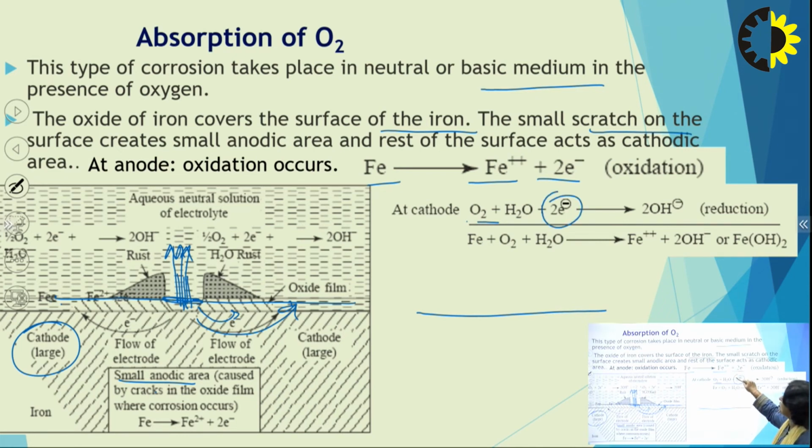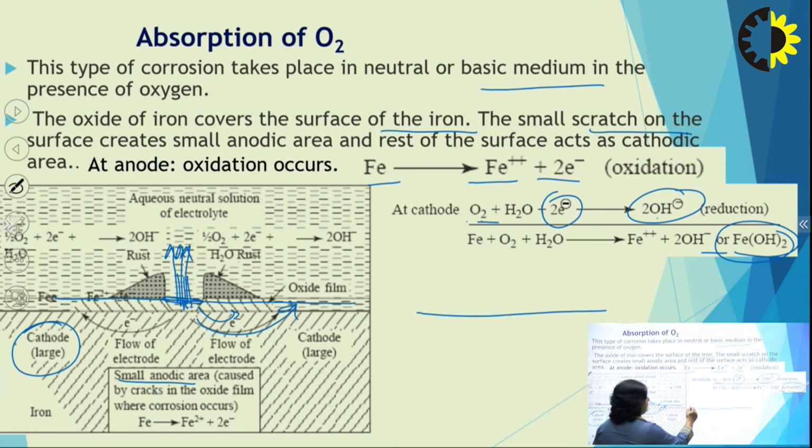So, 2 electrons meet oxygen and form hydroxide ions. Now, these hydroxide ions will further form Fe(OH)2, that is ferrous hydroxide. Now, this again depends on the points that are there. So, in this case what has to be the points? There are small anodes.